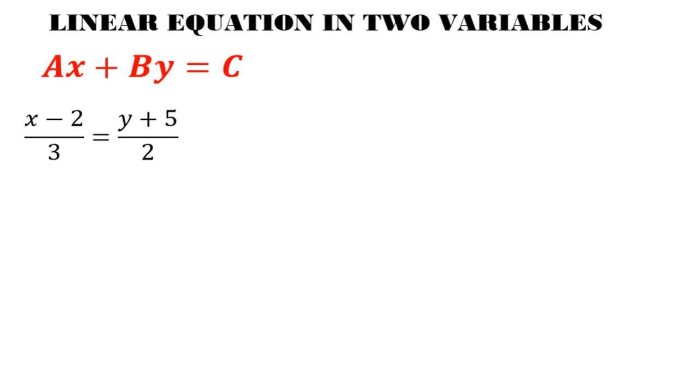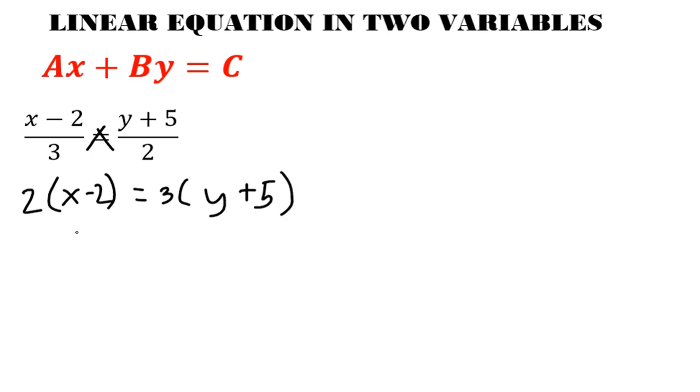Okay. Another example. X minus 2 over 3 equals to y plus 5 over 2. So, hindi siya naka-standard form. So, gawin ulit natin siyang standard form. So, anong gagawin natin? So, cross-multiply natin. So, yan ay magiging 2 times x minus 2 equals to 3 times y plus 5. So, distributive property. So, 2 times x, 2x. 2 times 2, negative 4. Kasi negative yun. Then, 3 times y, 3y. Then, 3 times 5, 15.